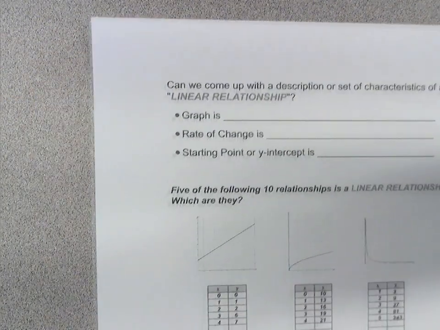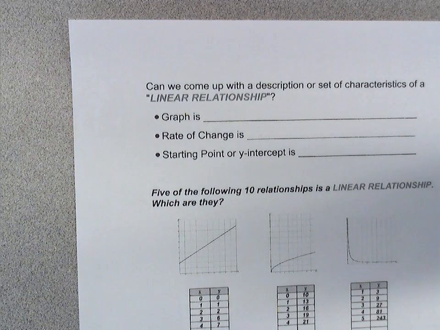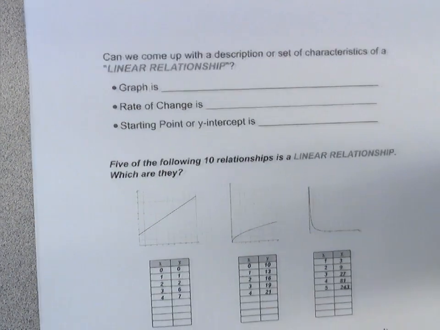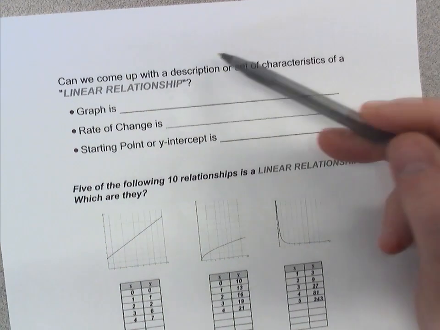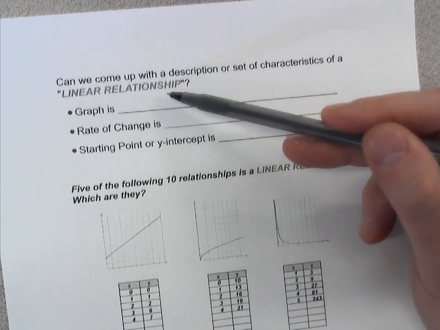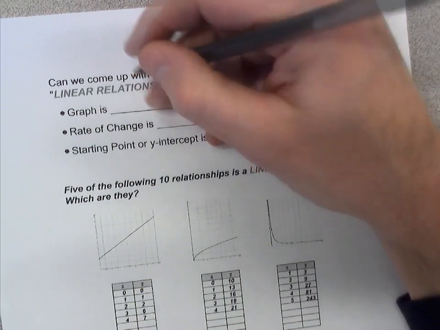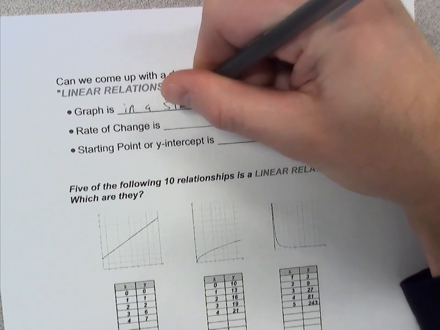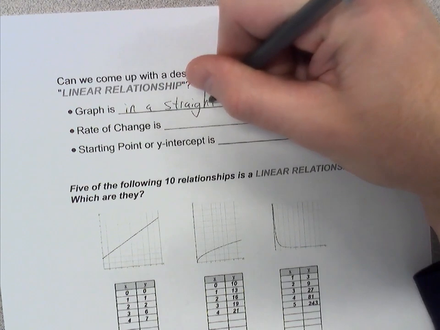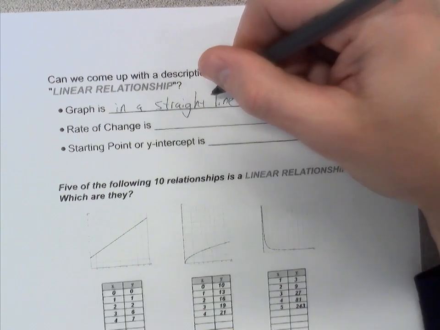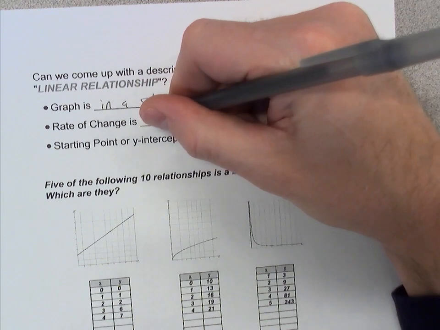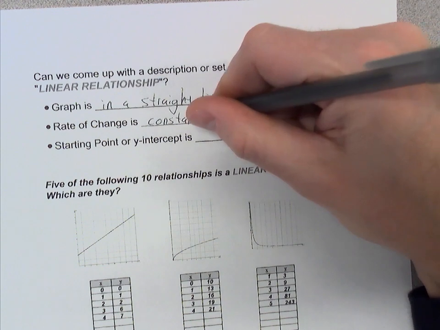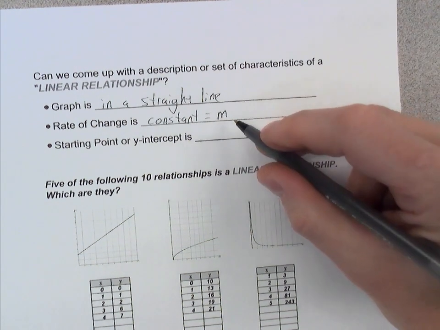Okay, so we'll just look at this last little page then. And so when we're talking about linear, can we come up with a description of a set of characteristics of a linear relationship? Well, we sure can. First, the graph is in a straight line. Okay? And the rate of change is constant. Okay? And that rate of change, that constant, that's what that m value is in that slope-intercept form.